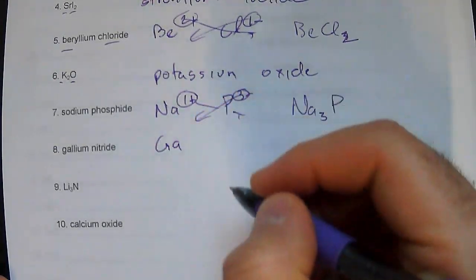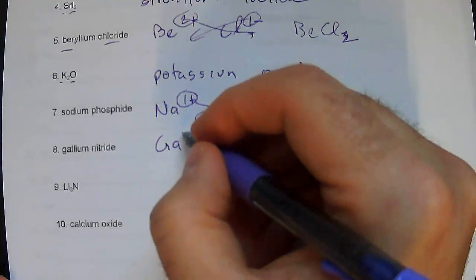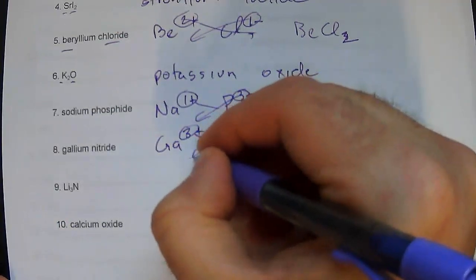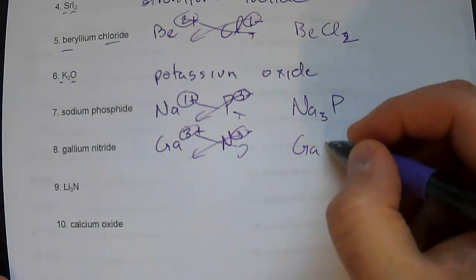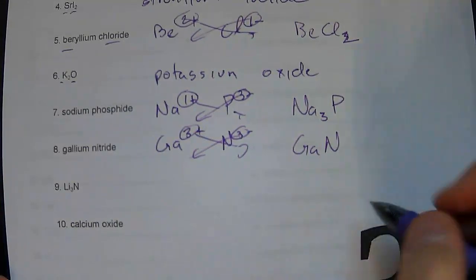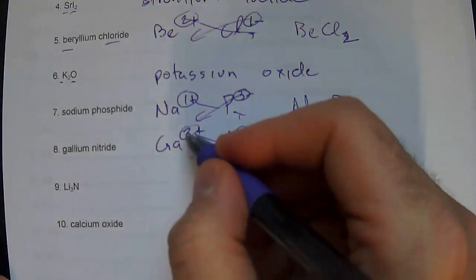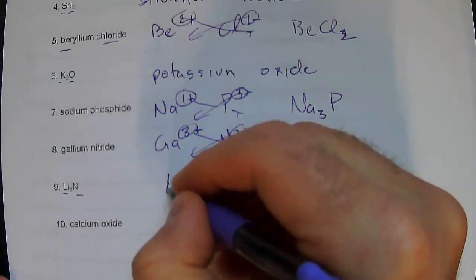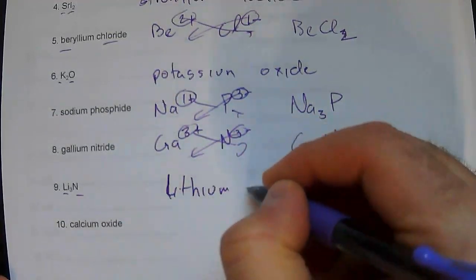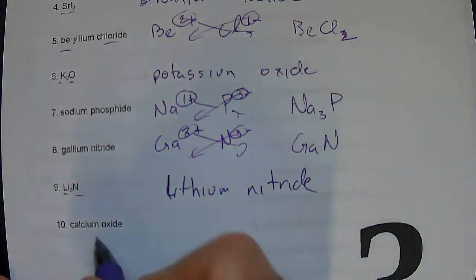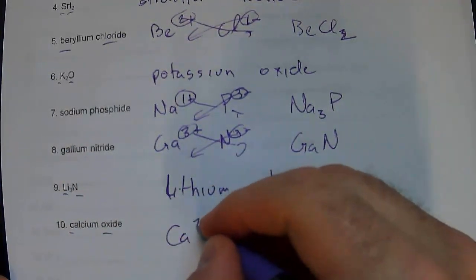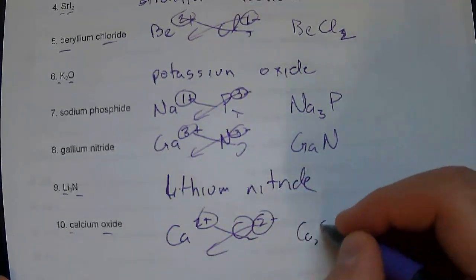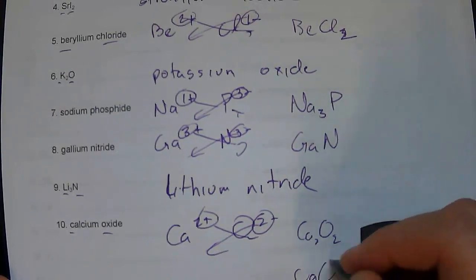Okay. Gallium. Gallium is strange. It's on the other side of the periodic table, but it's still a 3+. Nitride is a 3-, so we crisscross, and then we reduce if we need to. GaN. Okay, and because these are the same, we reduce it. Li3N, this is going to be lithium nitride. And then calcium oxide, Ca 2+, O 2-, we crisscross. And then because it's Ca2O2, we reduce it to CaO.